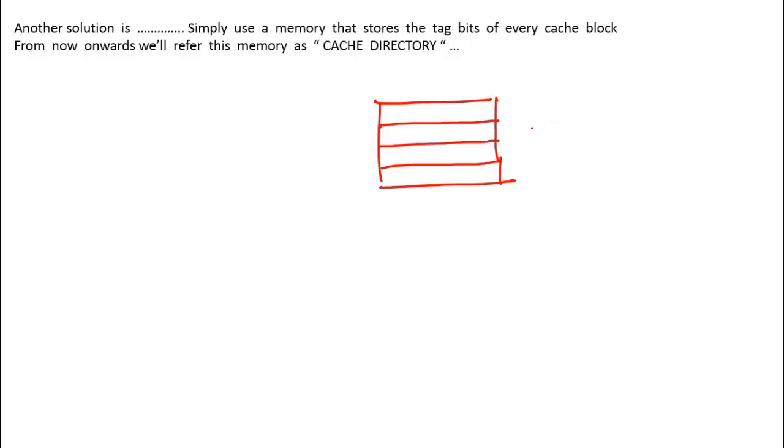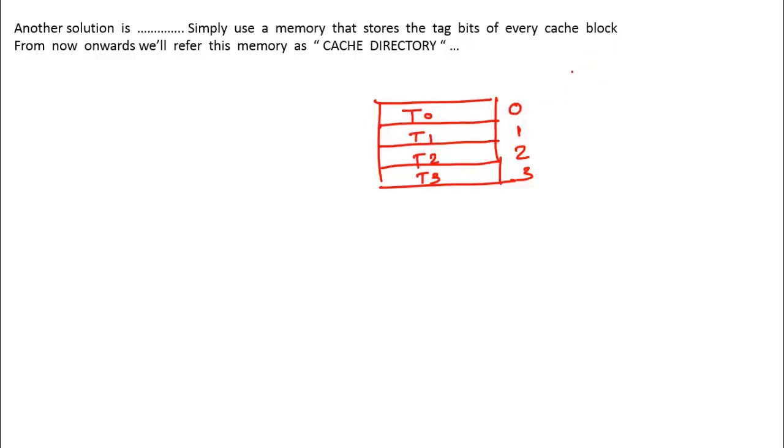Now remember, I'm saying words, not blocks. Okay, so this is 0th word, first, second and third word. Zeroth word is storing tag bits of zeroth block of cache memory. Okay, so I'll mark it as T0. Similarly, the first word in the cache directory stores the value of tag bits of first block of cache memory. I'll mark it as T1, T2 and T3. Okay, so this is something like a memory. Not something like a memory, definitely a memory.